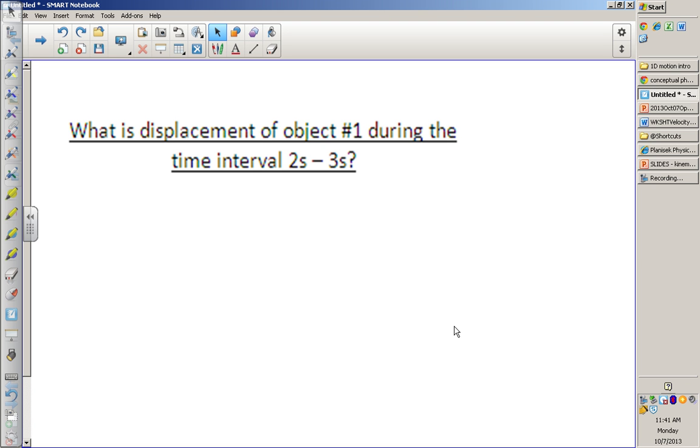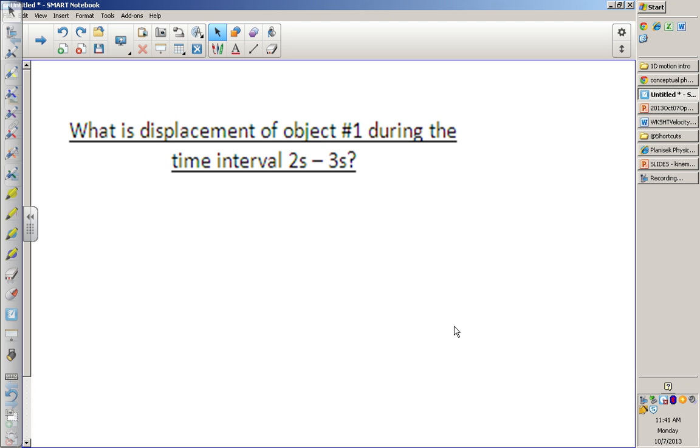Going back to the very first calculation that we did on the other side, I asked you to calculate the average velocity from 2 to 3 seconds. And we said the average velocity between 2 and 3 seconds was 5 meters per second. So on average, if you go 5 meters per second for 1 second, how far are you going to end up going? 5 meters. There it is.